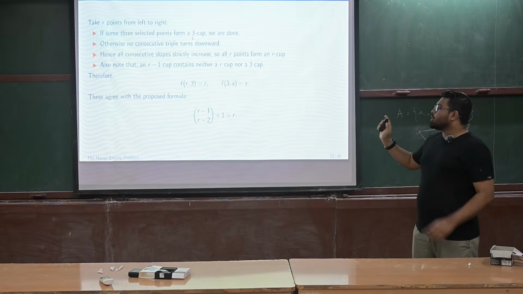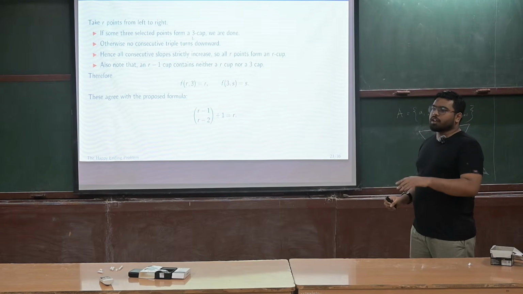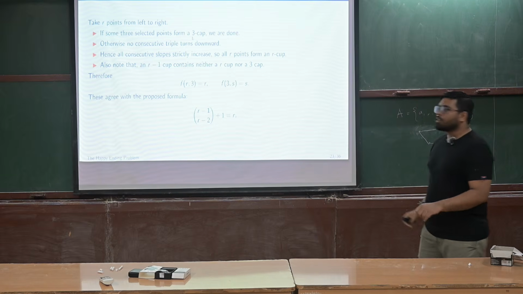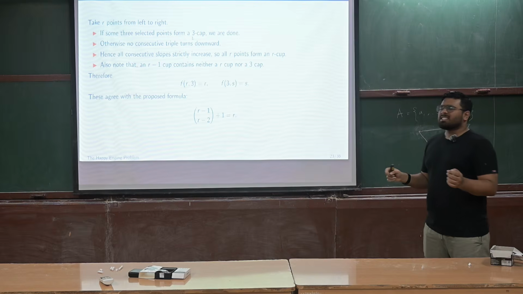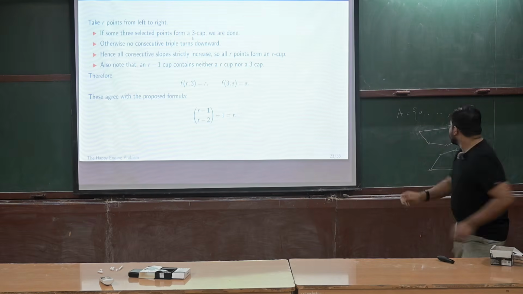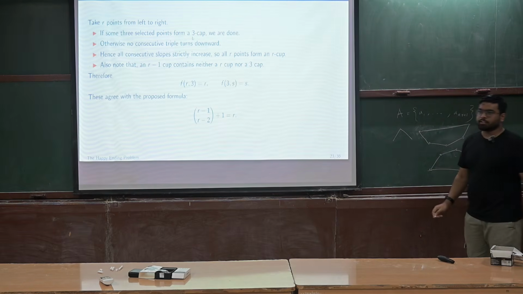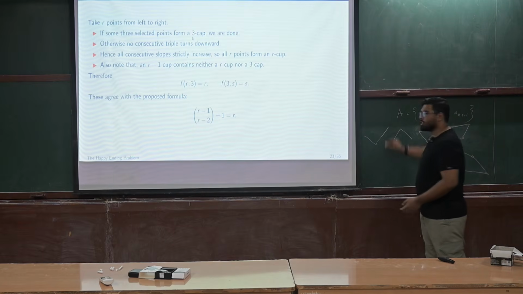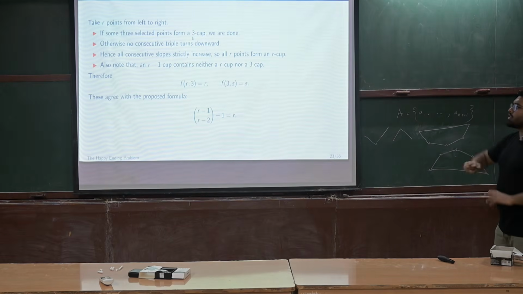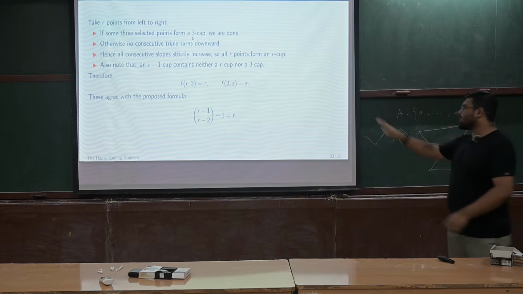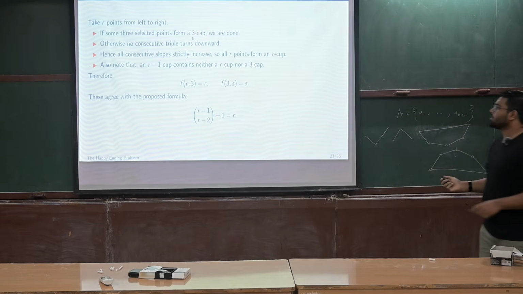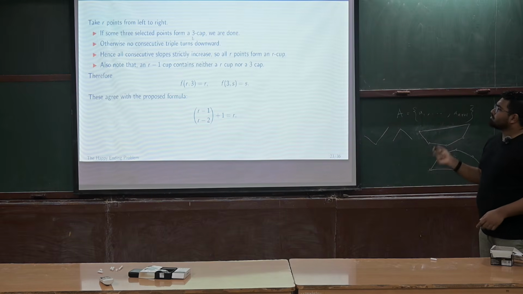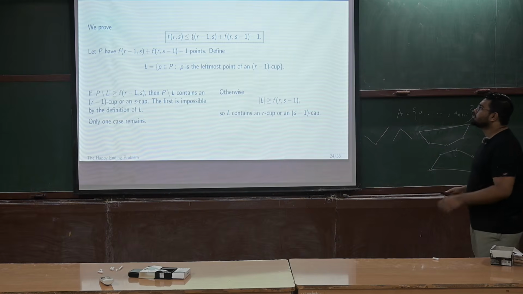So f of r comma 3 is, you either have an r cup or a 3 cap. Take it that you do not have a 3 cap. So that means there is no this kind of a thing. So everything is like this. So r many points and you are done with it. So f of r comma 3 is r. Similar argument, just reversed, for the other part. And these agree with the proposed formula. So the base case is done.